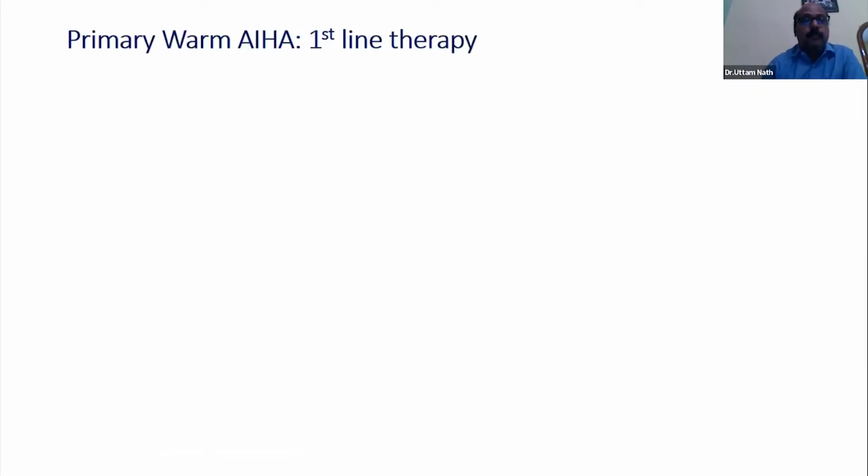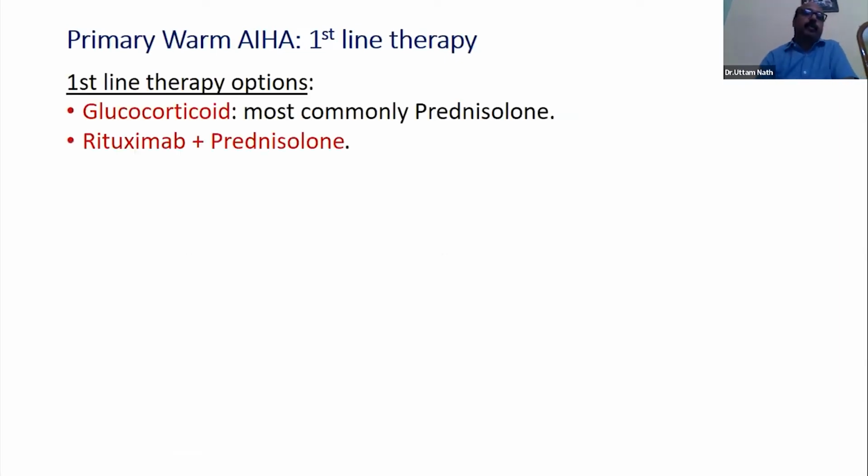What are the first line treatment options in primary warm AIHA? The most commonly used first line treatment option is corticosteroids. In outpatients, we use the corticosteroid prednisolone, oral prednisolone.